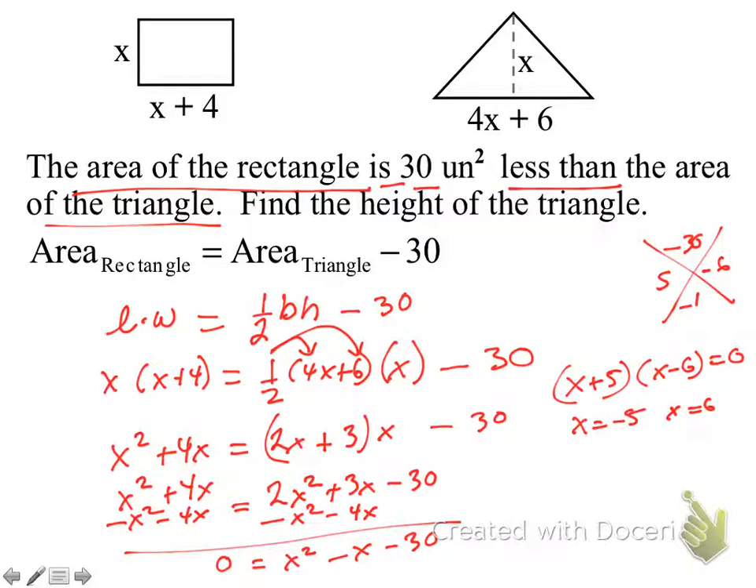Which one is a bad answer? Negative 5, because distance can't be negative.